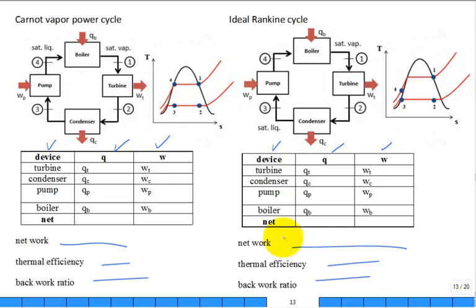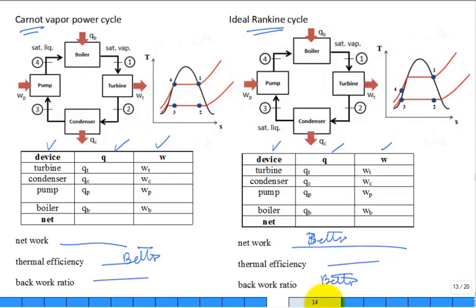The net work is going to be better for the ideal Rankine. The thermal efficiency is going to be better for the Carnot than the Rankine. The back work ratio, the better is the ideal Rankine.